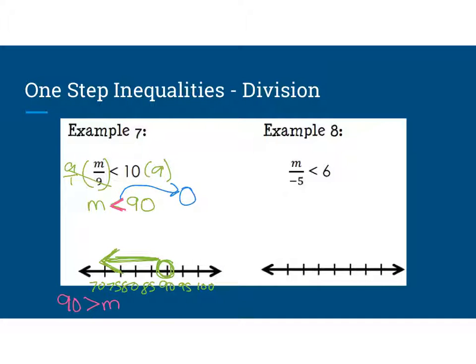You always want to make sure that you're really paying attention to why your arrow is going in a certain direction. I know that this means less than, so I know that m has to be something that's less than 90. So I wouldn't want to include anything over here because that wouldn't make the inequality true. All of those numbers are greater than 90. So don't get caught up in an old trick that may have been taught to you in the past.